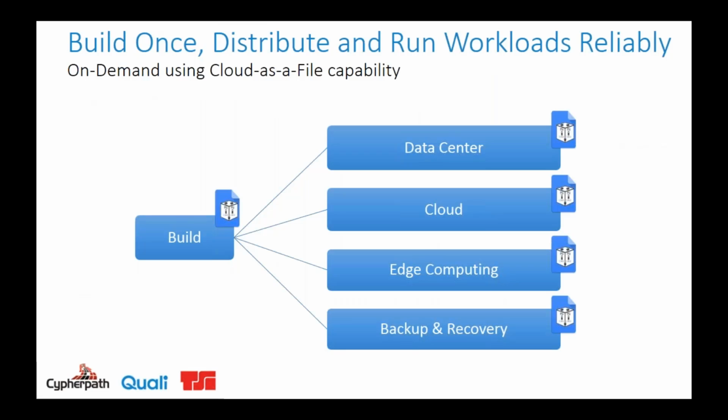A key concept enabled by Cypherpath SDIOS is that you design and develop your workload environment once. Then using SDIOS's cloud as a file capability, you can easily deploy or port the workload environment to a variety of on-premise or off-premise locations. This allows customers to easily replicate workload environments with full consistency in different locations, create hybrid cloud deployments, on-demand create or update workload environments of distributed edge compute nodes, and create backups and quickly recover in case of failures.